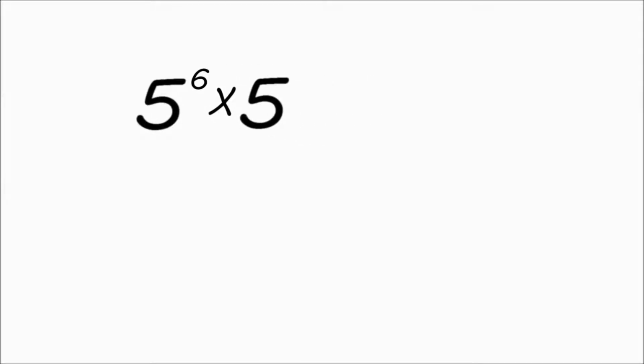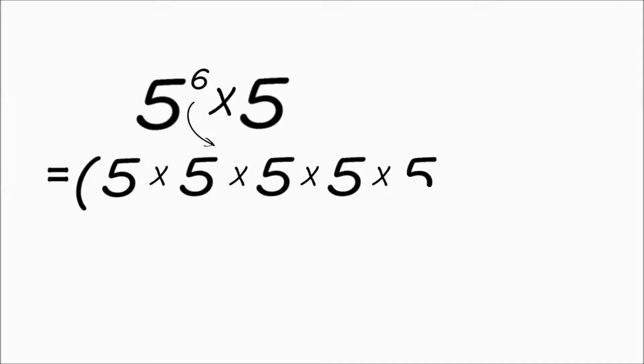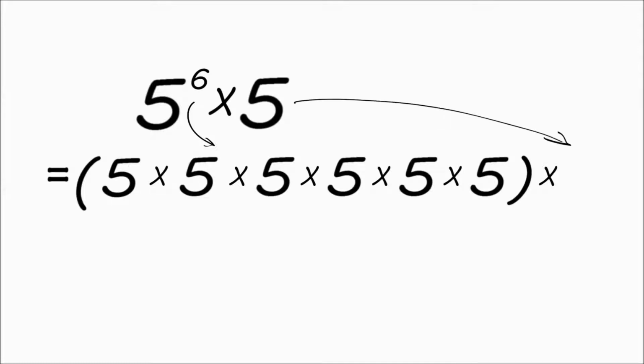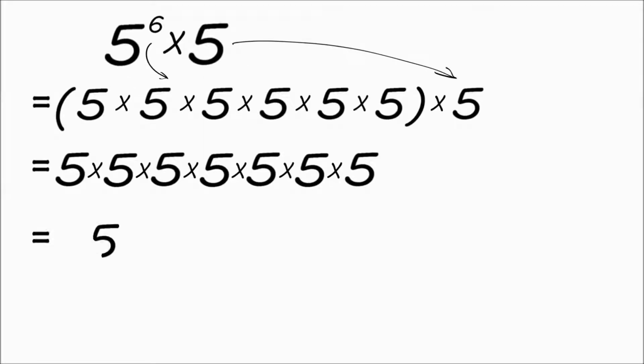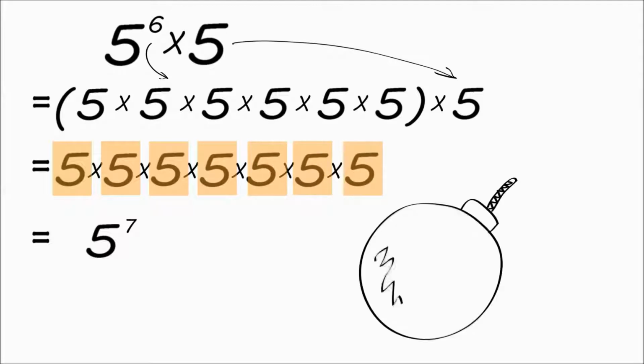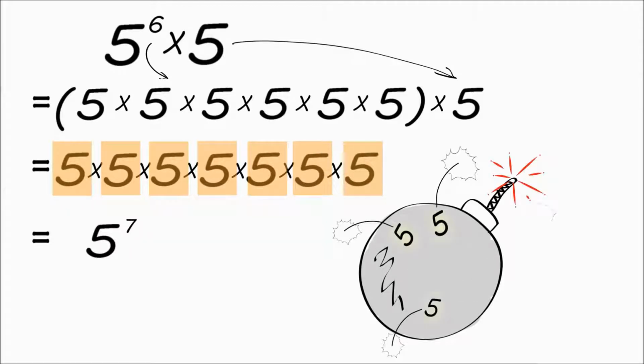What about 5 to the power of 6 times 5? Do you know how to simplify it? We will write 5 to the power of 6 and 5 in this way. And this is also equivalent to a product of 5s. Thus, the answer will be 5 to the power of 7, because we multiplied 5 by itself 7 times.